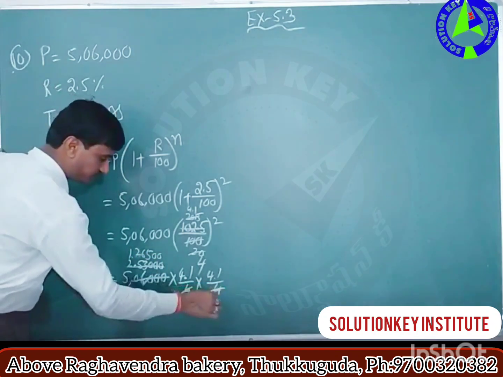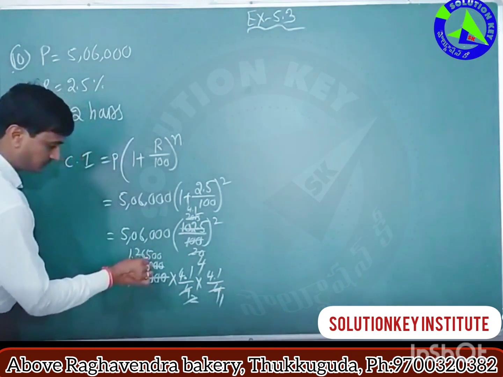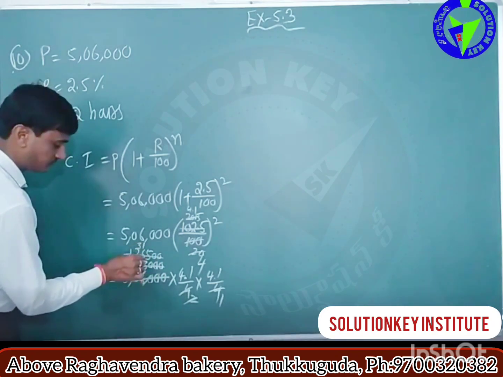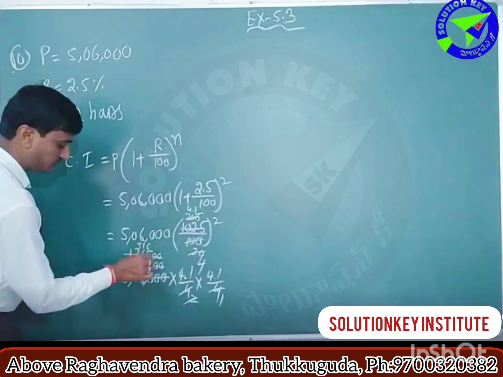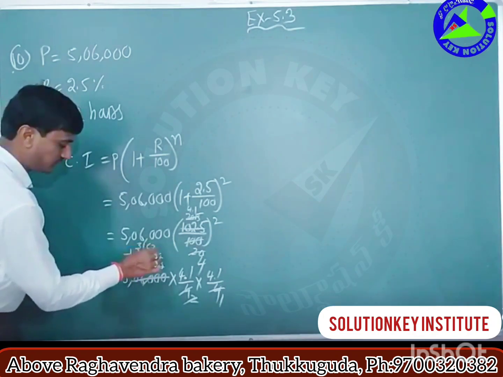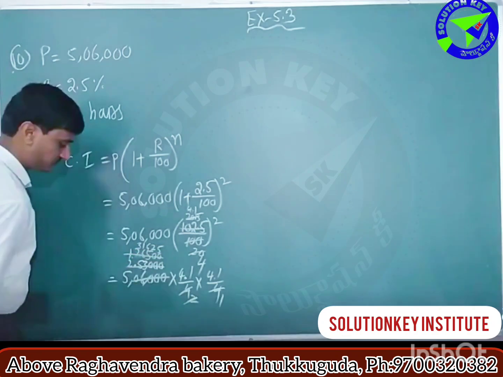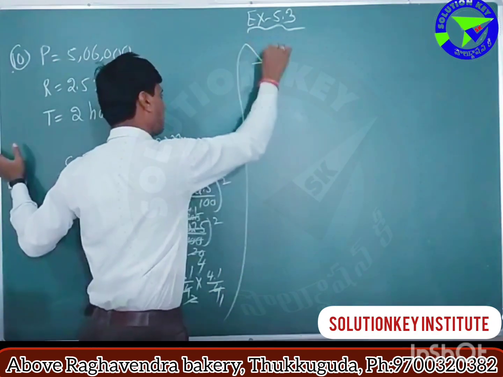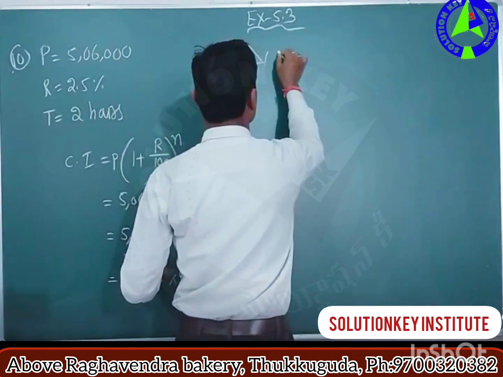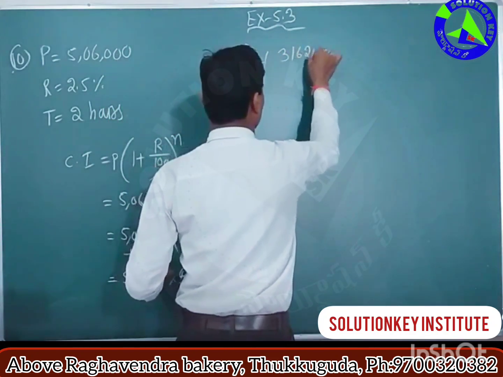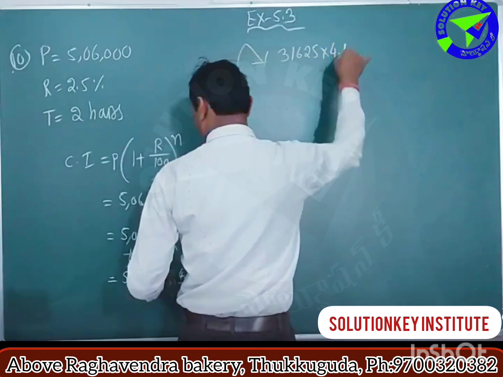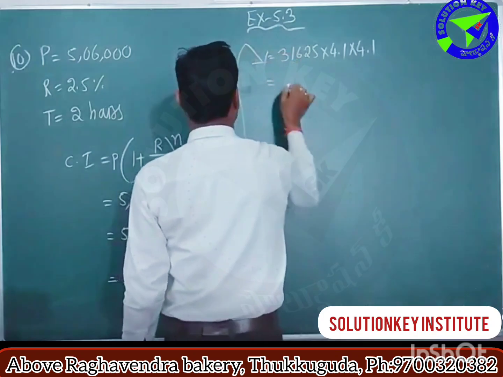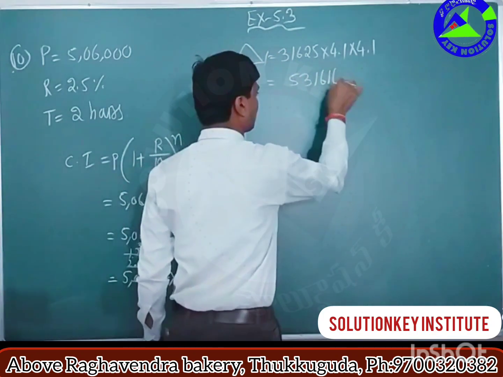Again 4 table. 4 1 4, 4 3 12, 4 1 4. 4 6 24, 4 2 8, 4 5 20. So totally how much now? 31625 into 4.1 into 4.1. 1616.25.